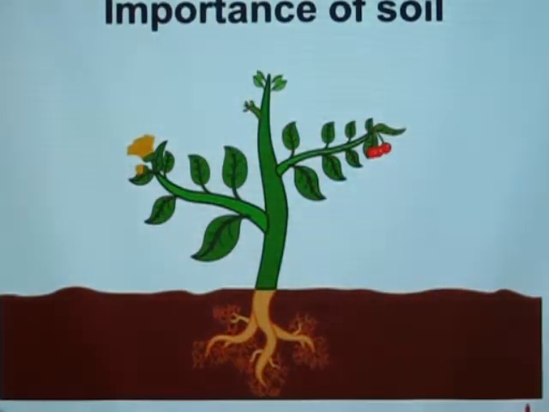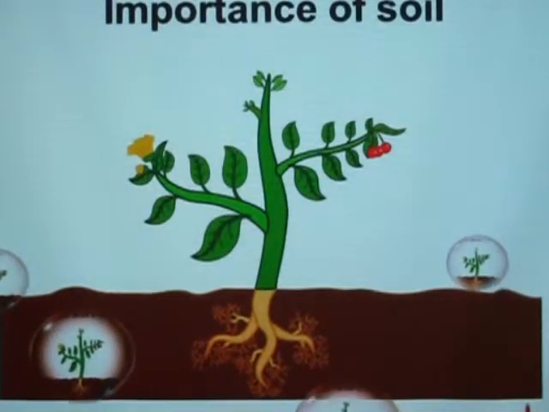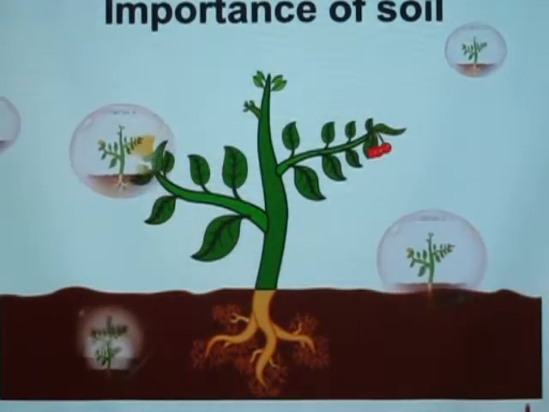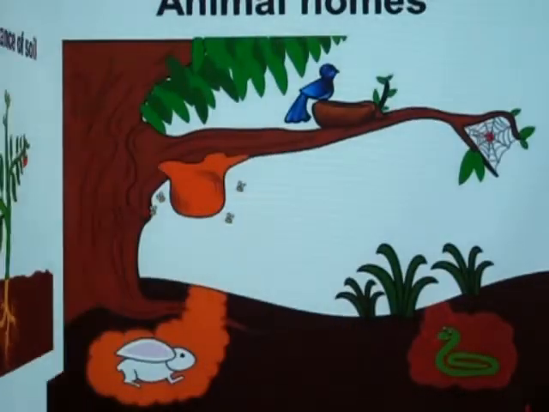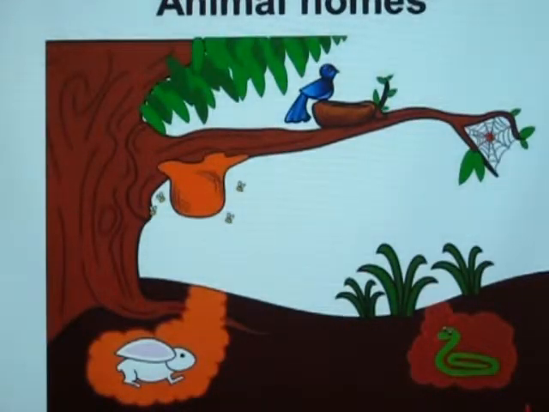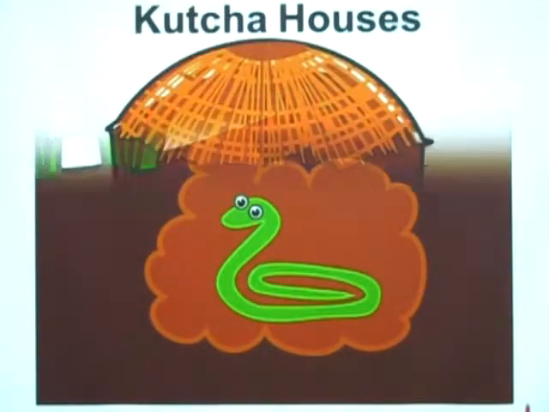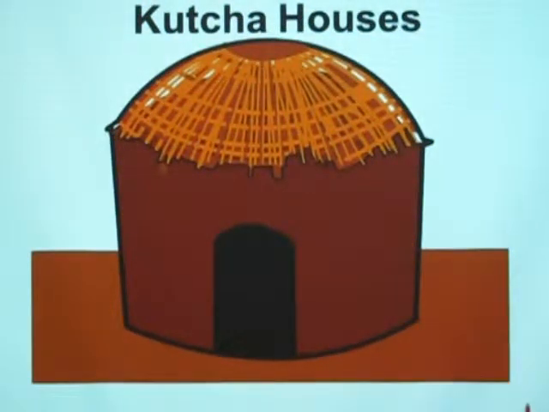So, why is the soil necessary? Soil is a necessary element for life, as all the plants grow on the soil. We know plants are the primary source of food for all of us. Soil is also the home for many insects and small animals like the rabbit, which makes a burrow, or the snake, which lives in holes. Some houses, like the kacha houses, are also made up of mud or soil. Apart from this, we get many minerals from the soil, such as calcium, magnesium, potassium, etc.